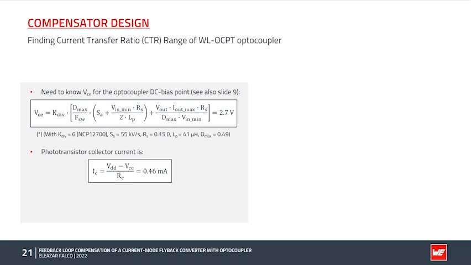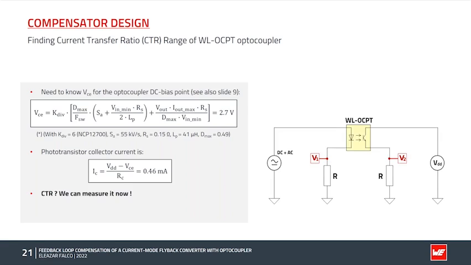With this voltage, we have a phototransistor collector current of 0.46 milliamp. And with this information, we can now measure the CTR directly by using the setup which is shown here. The voltage source, VDD, and the optocoupler output resistor are already set internally by the NCP12700 controller at 5 volt and 5 kilo ohm. The LED resistor is selected here of the same value for convenience, and we will see in a moment why we do that.